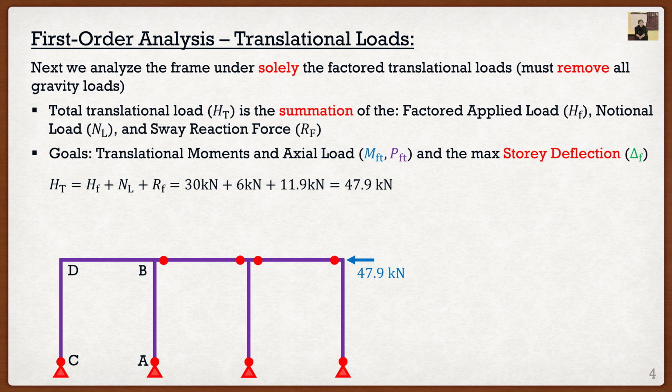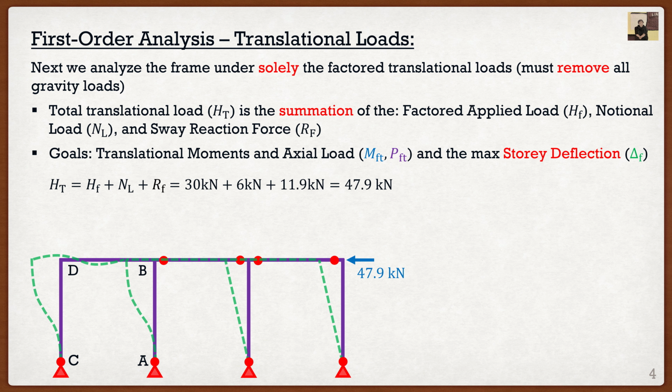So the goal here is actually two things, just like before. The first one, we want the moment and axial load due to this translational effect. And then the second one is actually going to be the maximum story deflection. So this is going to be a key one here. Once you see we start calculating that U2 or that amplification factor, this story deflection is actually going to play a big role. So if we conduct this analysis in S-frame and look at the deflected shape, we are going to get something like this.